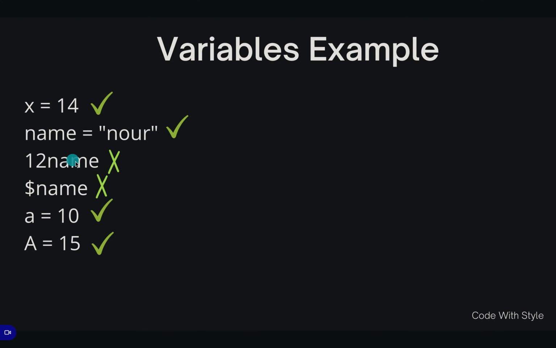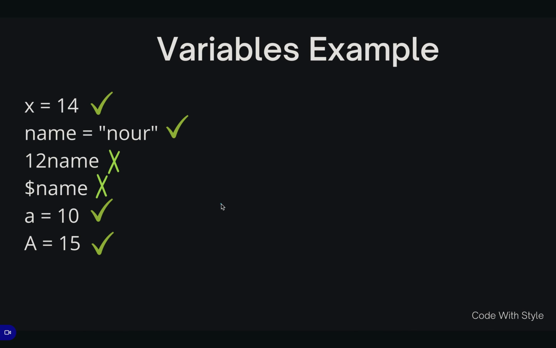This is not a valid variable name because it starts with a number. This also is not a valid variable name because it starts with a $ sign. This is valid because it does not contain any special character, and we're assigning the value 10 to this a. Here also it's valid, and like I've said, variables are case sensitive. So this capital A is different than the lowercase a.